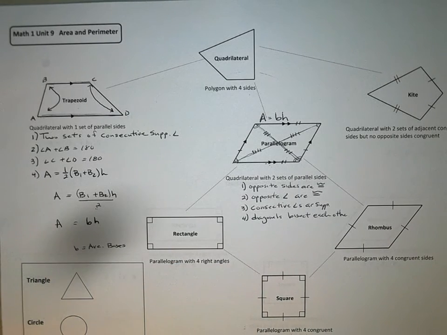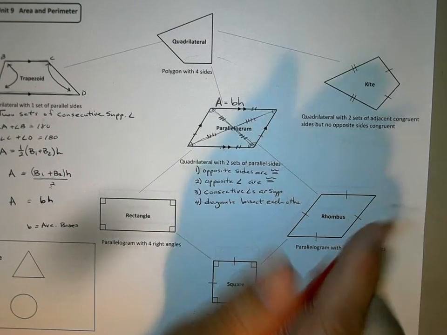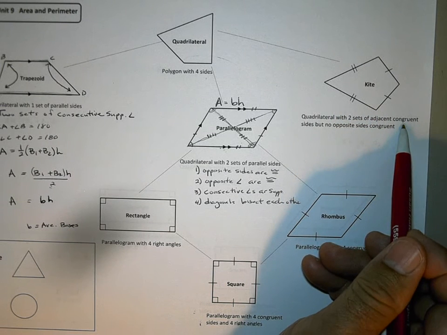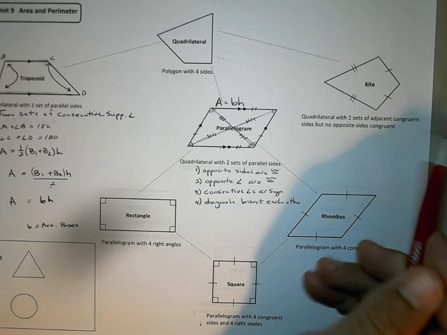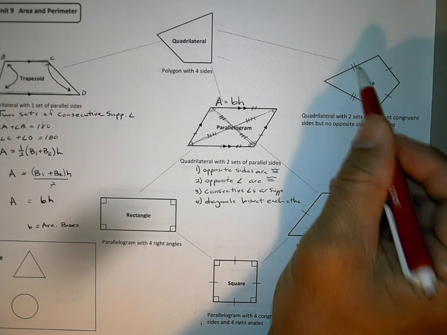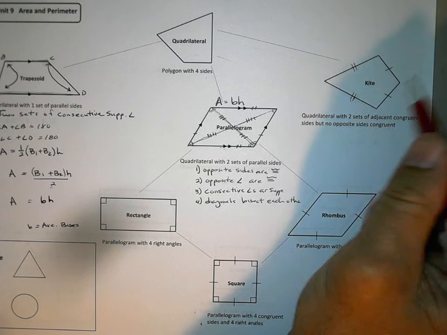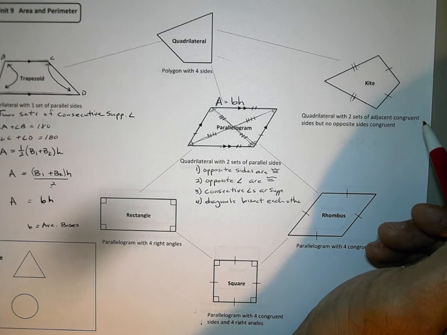The other quadrilateral we're going to talk about is a kite. A kite is a quadrilateral with two sets of adjacent congruent sides, but no opposite sides are congruent. So what we're saying is these two are adjacent, they're next to each other, and they're congruent, and these two guys are adjacent and they're congruent. Okay?